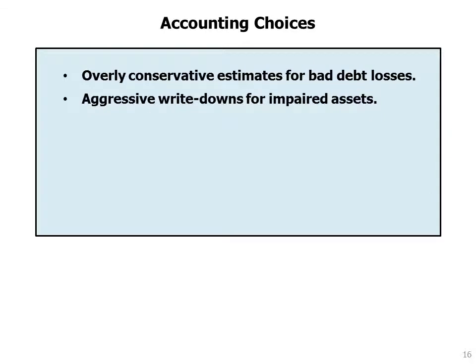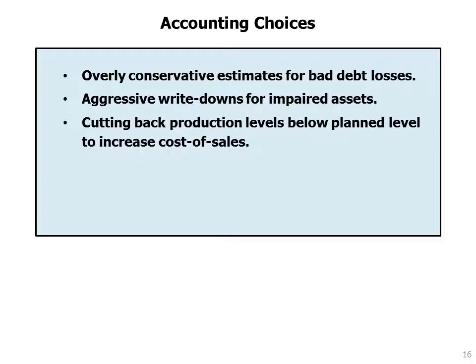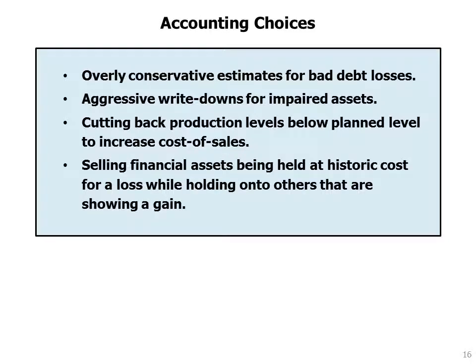So the goal here is basically to reduce profits in this period in order to be able to increase them in a later period. So: overly conservative estimates for bad debt losses. If a firm does this, it means that when bad debt losses do actually come in, the firm doesn't need to make allowances for those losses. And aggressive write-downs for impaired assets, which raise the possibility of write-backs at a later period when in fact the impairment turns out to be less than the firm has allowed for. And using full costing, cutting back production levels below the planned level to increase cost of sales by reversal of under-recoveries of manufacturing overheads. And selling financial assets that are held at a historic cost for a loss while holding on to others that are showing a gain.